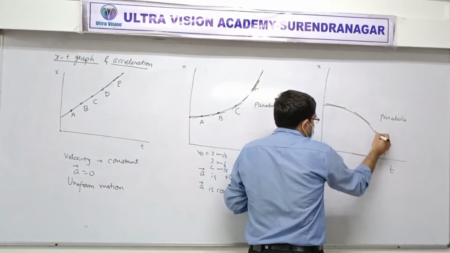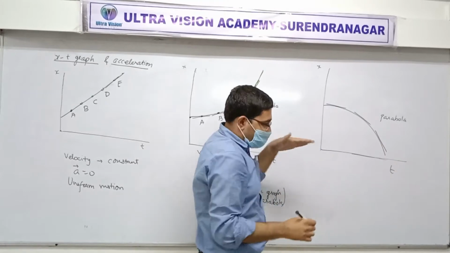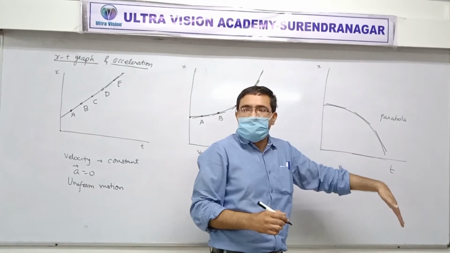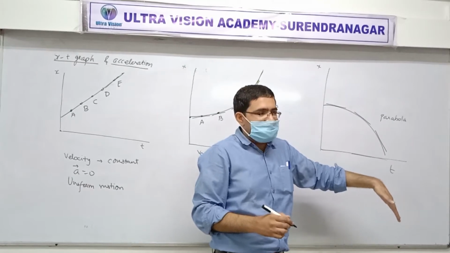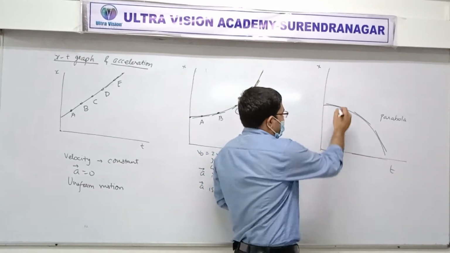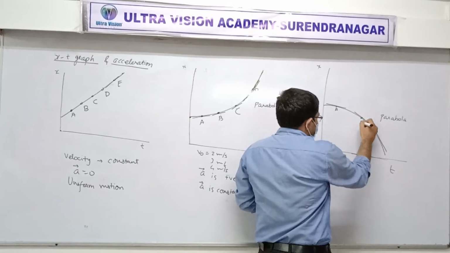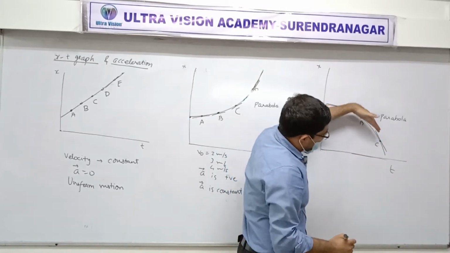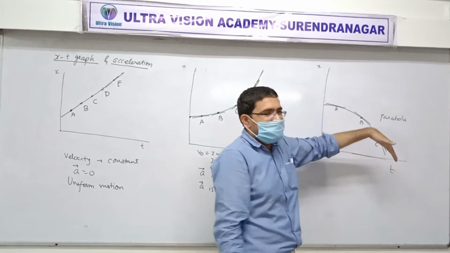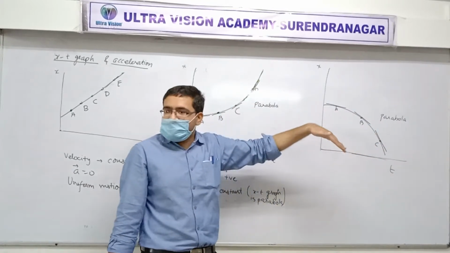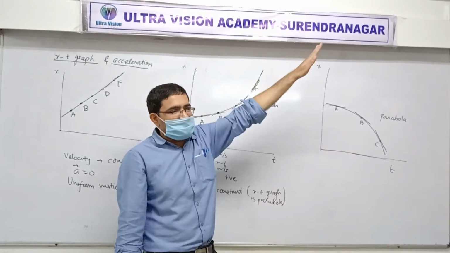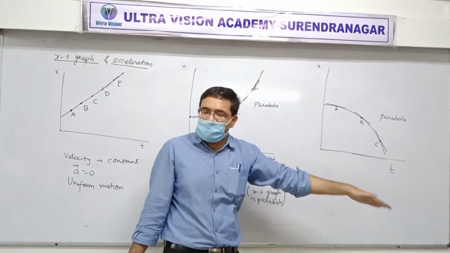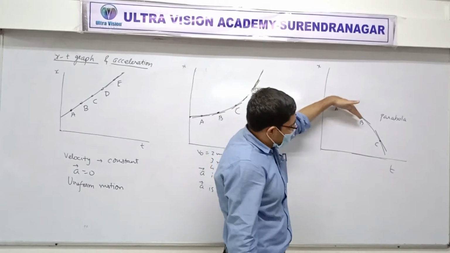You see, the slope is becoming more and more negative. First it was like this, then like this, then like this. Clear or not? First look at this point A, for example, then B, then C. So you see the slope is becoming more and more downward. That is negative. Did you get that? I hope you remember that up on the right side is positive and down on the right side is negative. So slope is getting more and more negative.